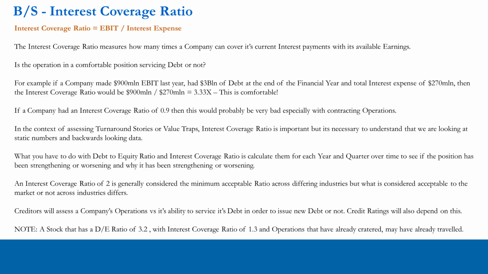Now, an interest coverage ratio of 2 is generally considered the minimum acceptable ratio across differing industries. But what is considered acceptable to the market or not differs across different industries. Also, it's important to remember that companies, like governments, also have credit ratings. And creditors will assess a company's operations versus its ability to service its debt in order to issue new debt or not. The credit ratings of the company's debt will also depend on this.